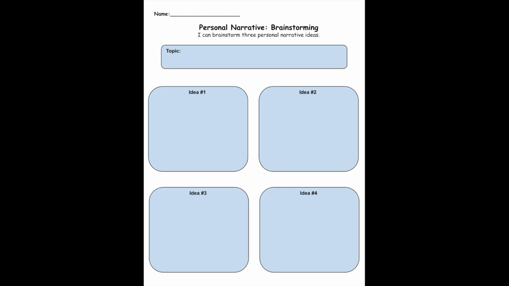You should have a personal narrative brainstorming graphic organizer available to you. This is attached in the description of the video. If you do not want to print it out, make a copy of it to edit. The first thing you should fill out on the graphic organizer is the topic. The topic is a time that you tried something new. If you need to rewind the video to get the word for word and write it down, feel free to do so.